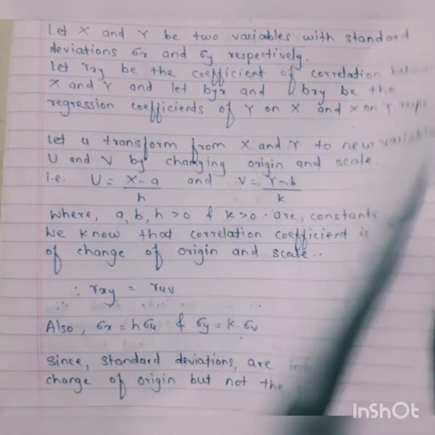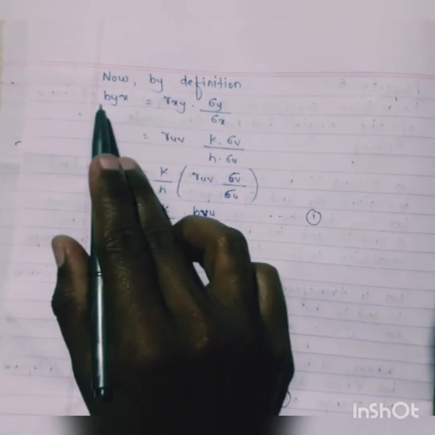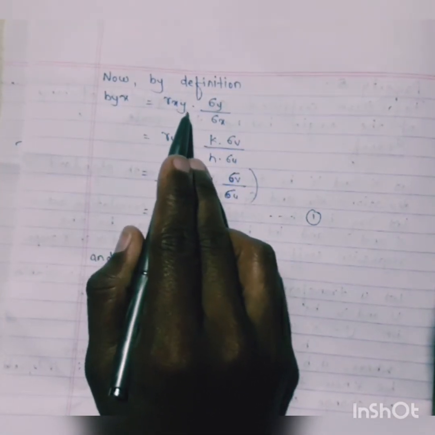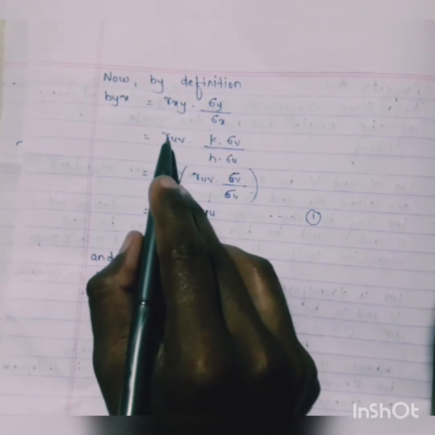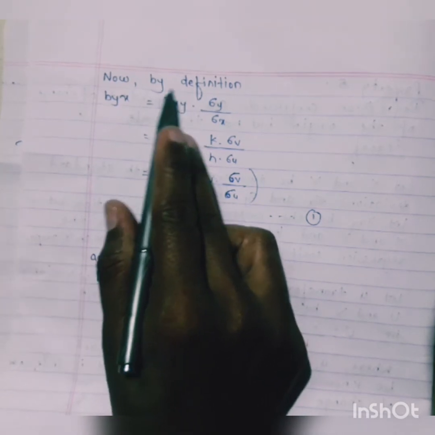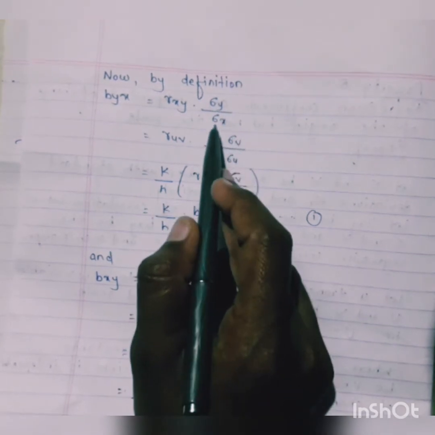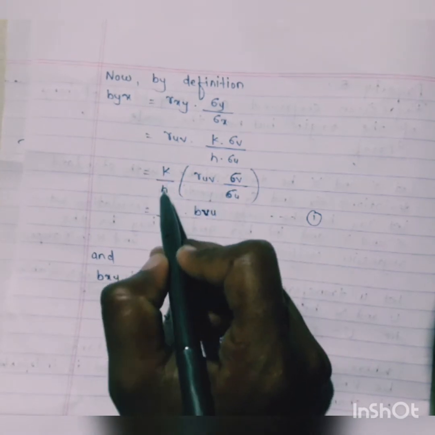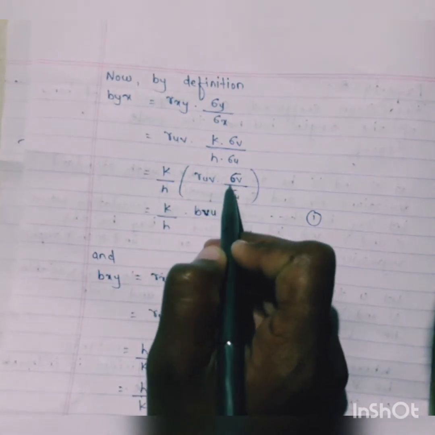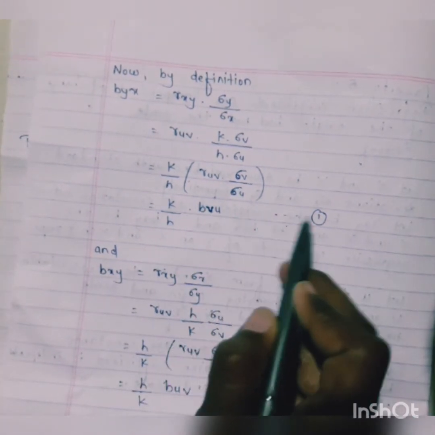These relations we saw in the first chapter. Then by definition, byx is equal to rxy into sigma y upon sigma x, which is equal to ruv, the value of rxy, into sigma y, which is k into sigma v, and sigma x, which is h into sigma u. This is equal to k by h in bracket ruv into sigma v upon sigma u, which is equal to k by h into bvu. This is equation number 1.